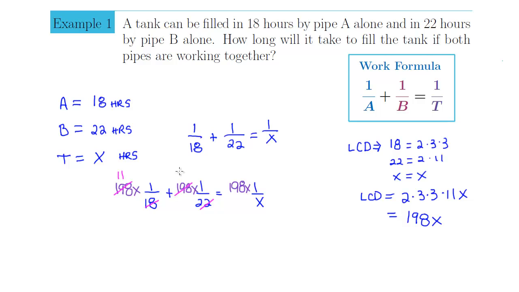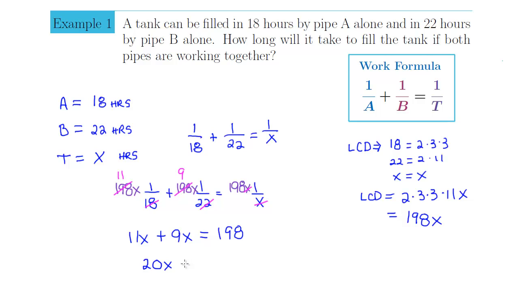22 goes into 198 9 times, and x goes into 198x, canceling the x's. That leaves us with the equation 11 times x times 1, which is just 11x, plus 9 times x times 1, which is 9x, equals 198. And this is now a simple linear equation that we can finish using our techniques for solving linear equations, which we do so very well.